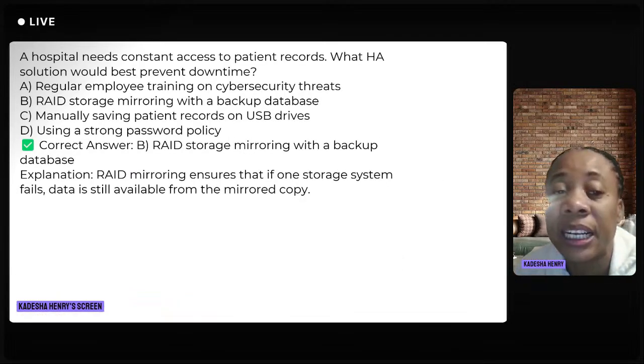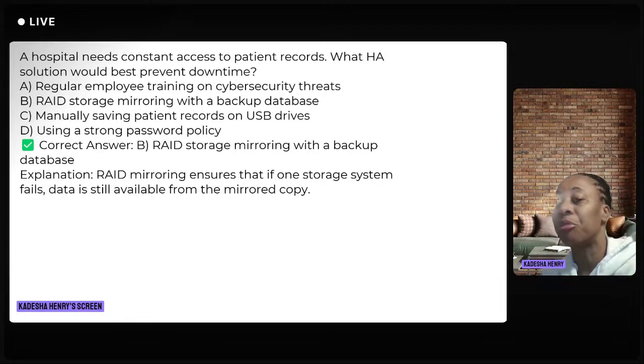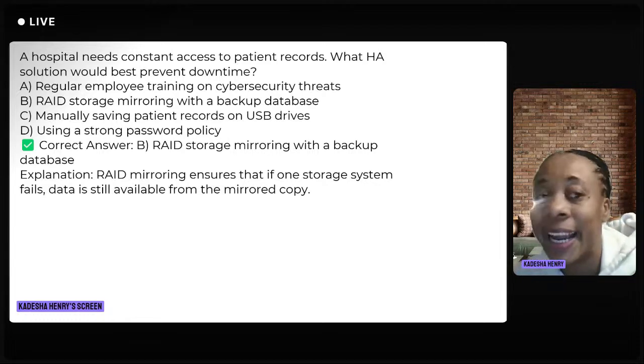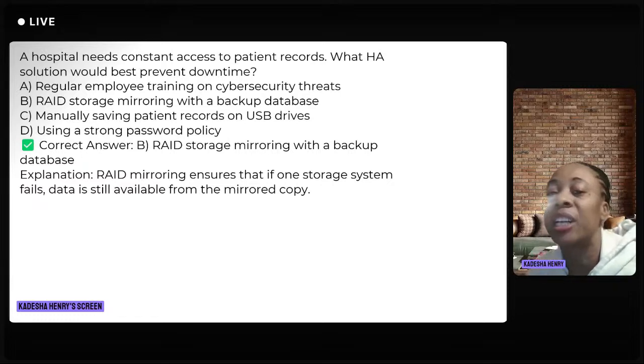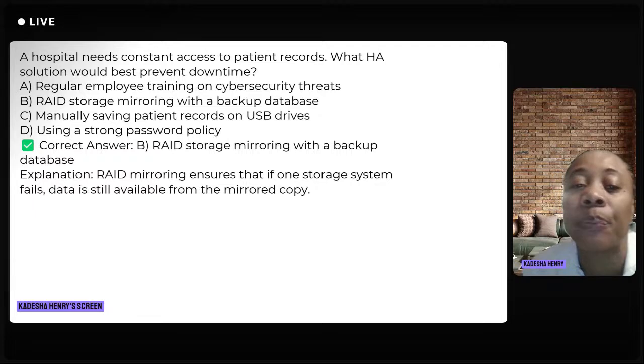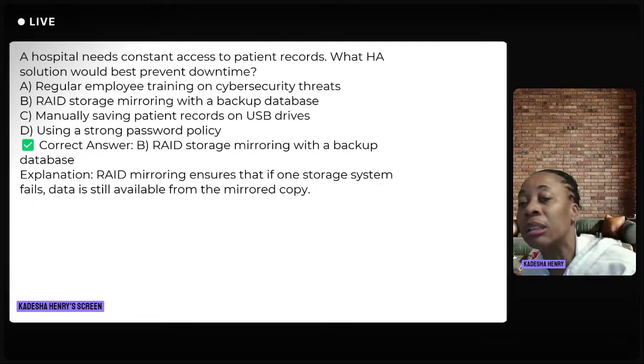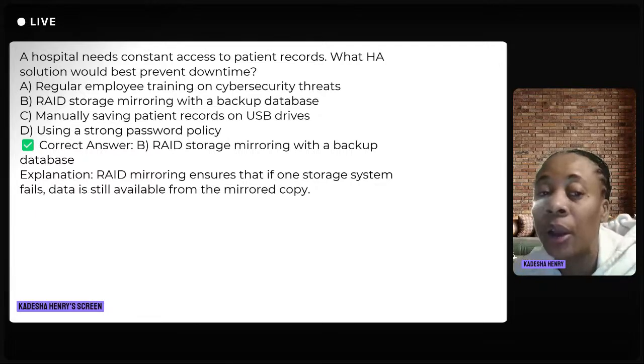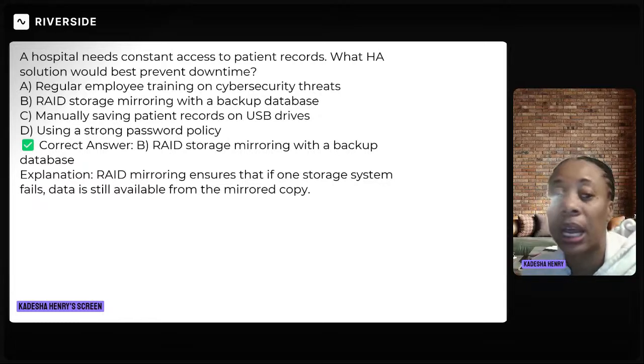A hospital needs constant access to patient records. What HA solution will best prevent downtime? They need constant access to patient records. What HA solution will best prevent downtime?